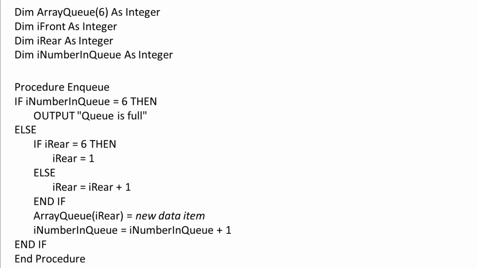Here's my enqueue operation, in other words, to add new items to the queue. The first thing we do is check to see if the number of items in the queue is 6, in which case the queue is full and we output accordingly. If not, then we need to check to see if the rear is 6, and if so, it'll be redefined as 1. Otherwise, it's just a simple matter of incrementing the rear and then placing our new data item at the appropriate position in the array.